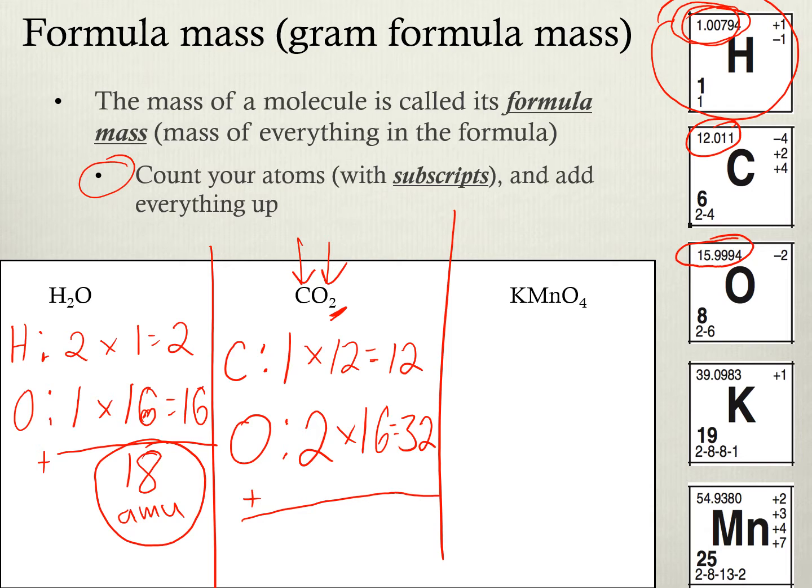I'm going to add those 2 up now. My carbons were 12, my oxygens were 32. And if I add all of them up together, 12 plus 32 equals 44 atomic mass units. So every molecule of carbon dioxide weighs 44 atomic mass units. Not too bad, right? The bigger one is a tougher example, but do the exact same thing. It's repeating the same exact process over and over again.